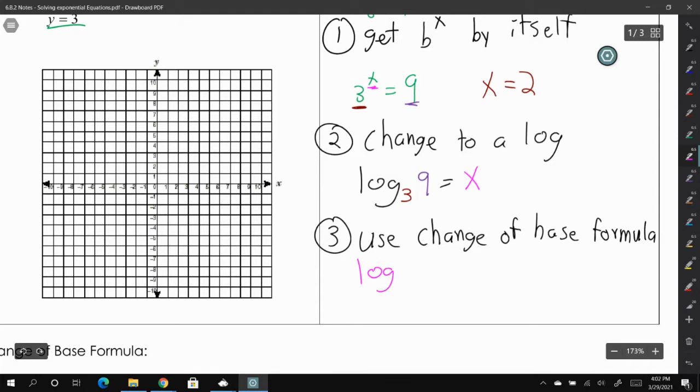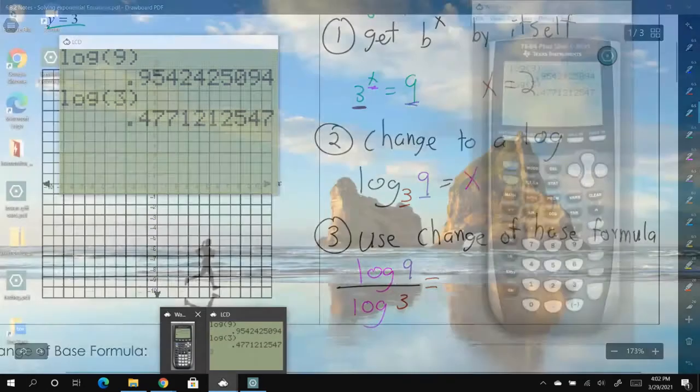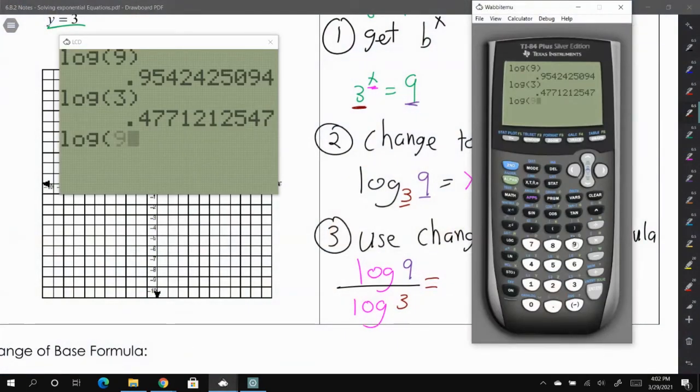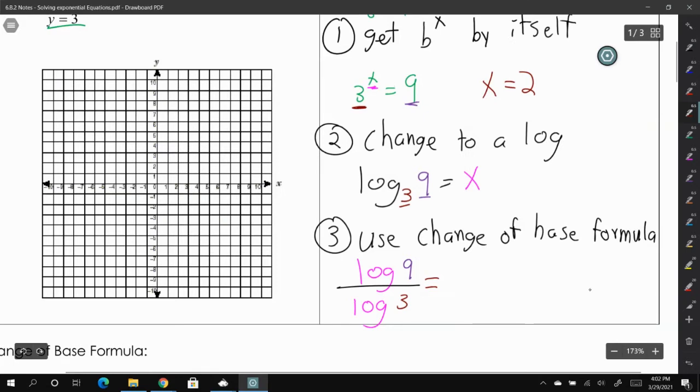So we can do log of 9 divided by log of 3. And remember, when there's no base written, it's an invisible 10. So that means we can use our calculator, because that also has an invisible 10. Make sure you close the parentheses. And you see that we get 2, which is what we would have suspected we would get. So that equaled x, and then we did the formula and got x equals 2.